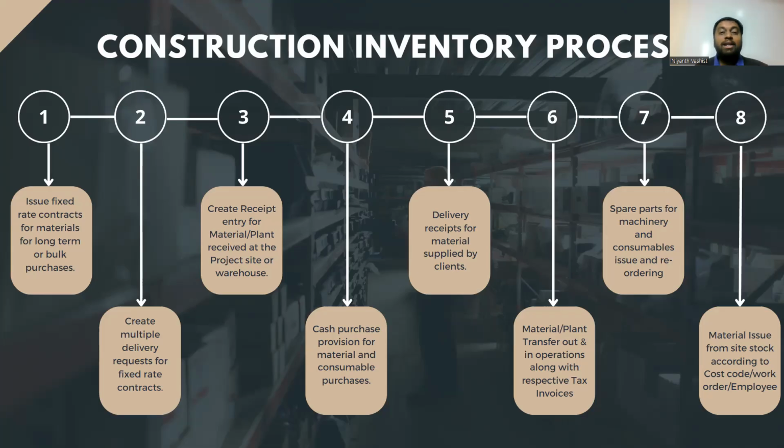The eighth point will be material issue with site stock according to cost code, work order or employees. From the site, when we are looking at the issue of materials, we need to make sure that the quantity of the material is put in the right place. When we look at the site stock, as in how much material is left at the stores, whenever it comes below the threshold or below the reserves, we need to reorder the material. Hence, it is important for us to know how much stock is remaining at every point in time. That is something that the material issue will look after.